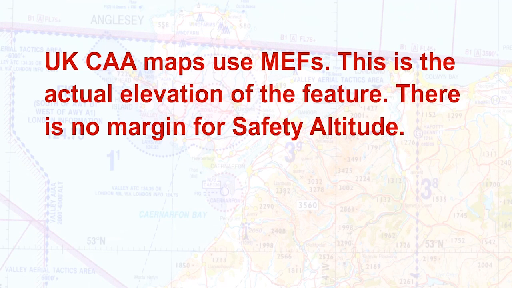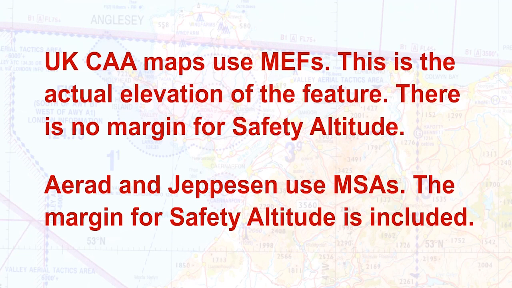UK CAA charts show MEFs. This is the actual elevation of the feature. There is no additional safety margin. It is up to the pilot to add his own safety margin, usually 1,000 feet. American ONC and TPC charts also show MEFs. However, AIRAD and Jeppesen charts add a safety margin of 1,000 feet where the terrain is 5,000 feet or lower, and 2,000 feet where the highest points are over 5,000 feet.